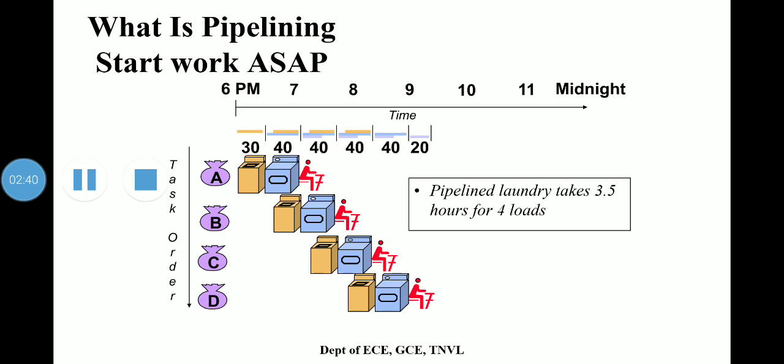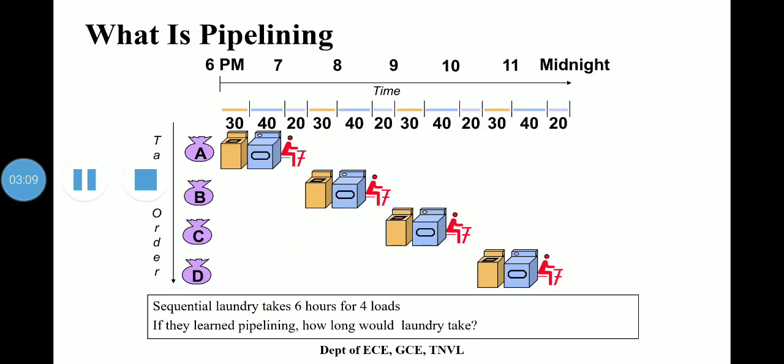At this point, all steps, called stages in pipelining, are operating concurrently. As long as we have separate resources for each stage, we can pipeline the task. This pipeline laundry takes 3.5 hours for 4 loads. When we compare with the previous, non-pipeline approach, it is much faster, because the previous approach took 6 hours for 4 loads.